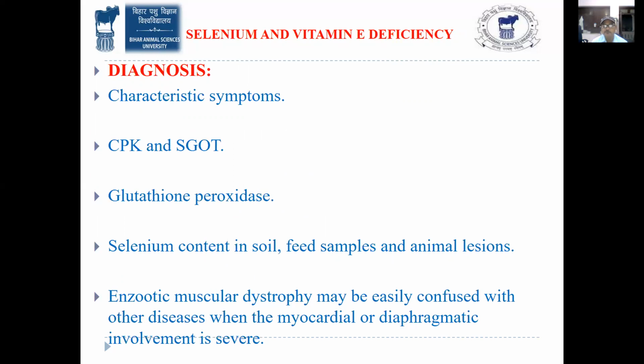A diagnosis can be made by characteristic symptoms and by laboratory findings of CPK and SGOT. Diagnosis can be confirmed by analysis of glutathione peroxidase, and estimation of selenium content in soil, feed samples, and animal lesions will indicate this selenium deficiency. Enzootic muscular dystrophy may be easily confused with other diseases when the myocardial or diaphragmatic involvement is severe.